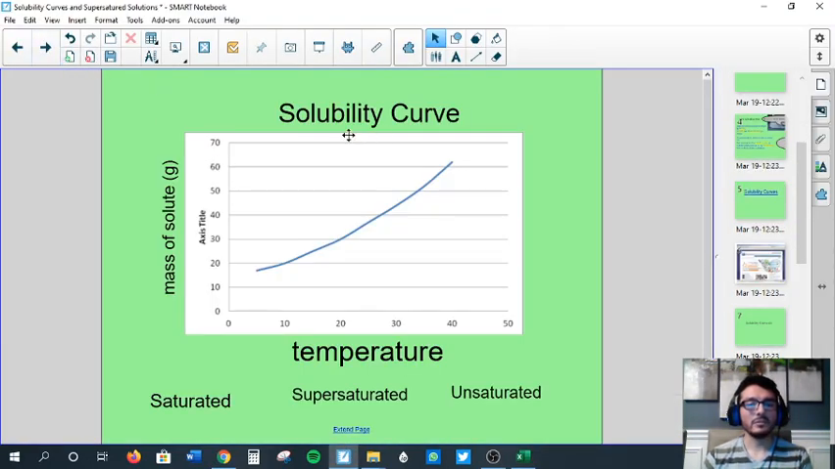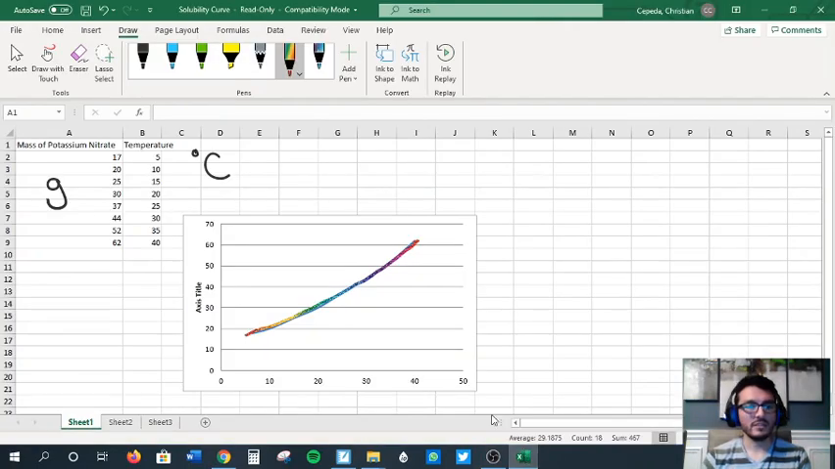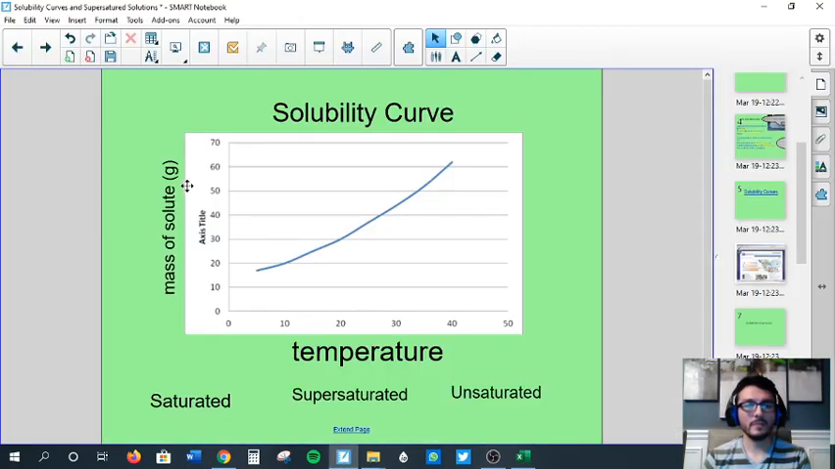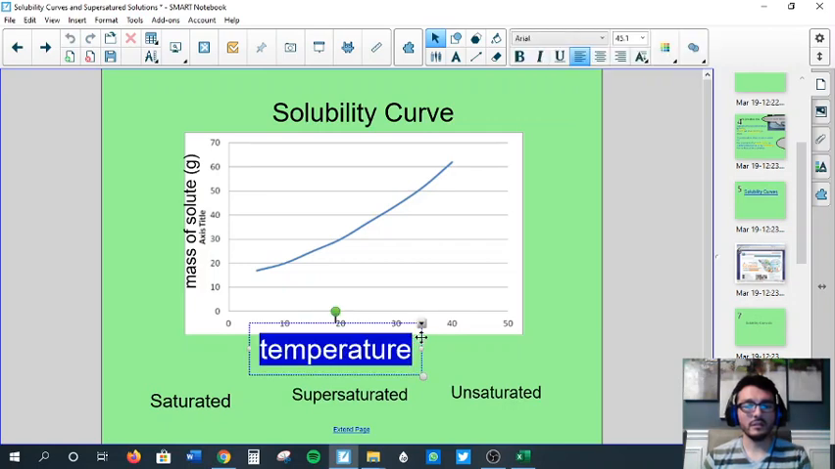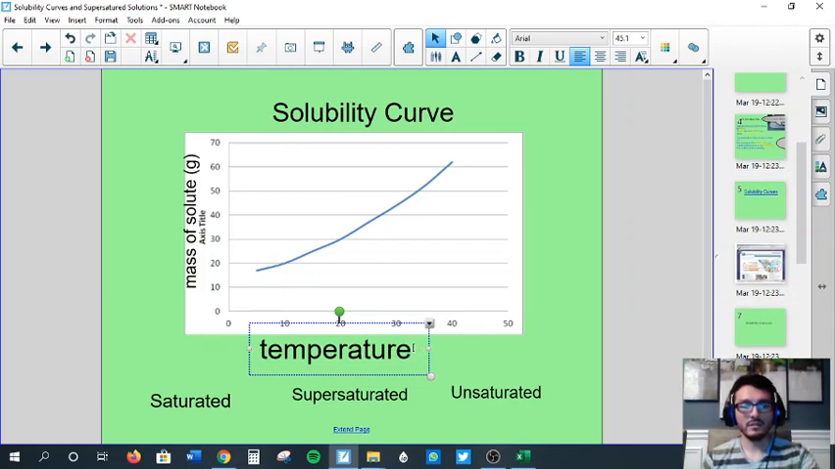Okay, so that same solubility curve, all I did here is just took a screenshot of it. I labeled it properly. So this is a solubility curve, for potassium nitrate. Mass of solute in grams would be your y-axis, and temperature in degrees Celsius. I don't have that symbol ready to go, but we'll just write degrees Celsius for now.